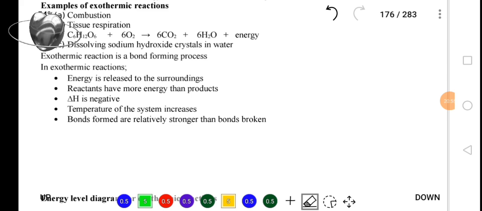Characteristics of endothermic reactions. How are you going to know that the chemical reaction is an endothermic reaction? Or how are you going to know that a reaction is an exothermic reaction? So we are saying characteristics of exothermic reactions. Number one, energy is released to the surroundings.